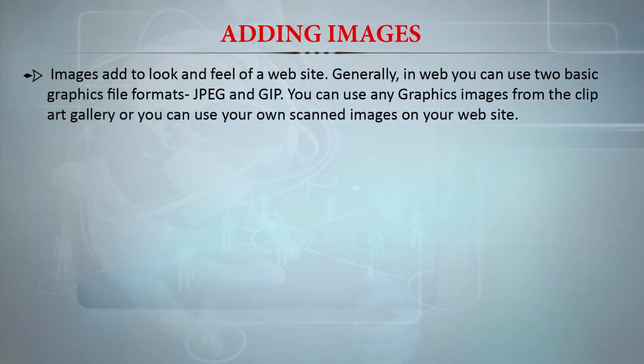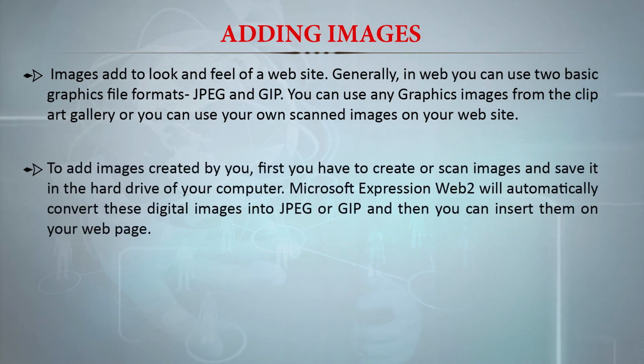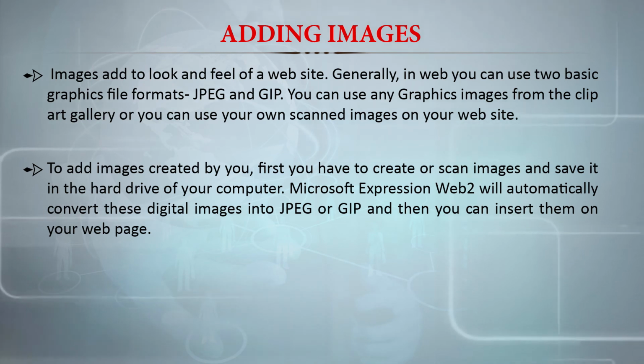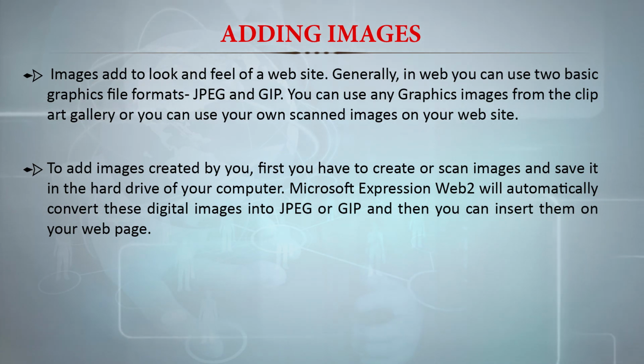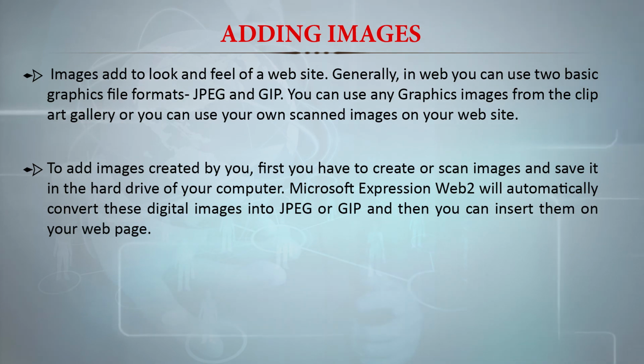It is possible to add images. First of all, images add to the look and feel of the website, and in the website it is possible to use JPEG as well as other formats. You can use any graphics images from the clipart gallery, or even you can use your own scanned images on your website. To add images created by you, first you have to create or scan images and save them on the hard drive of the computer. Microsoft Expression Web will automatically convert these digital images into JPEG or another format, and then you can insert them onto the web page.